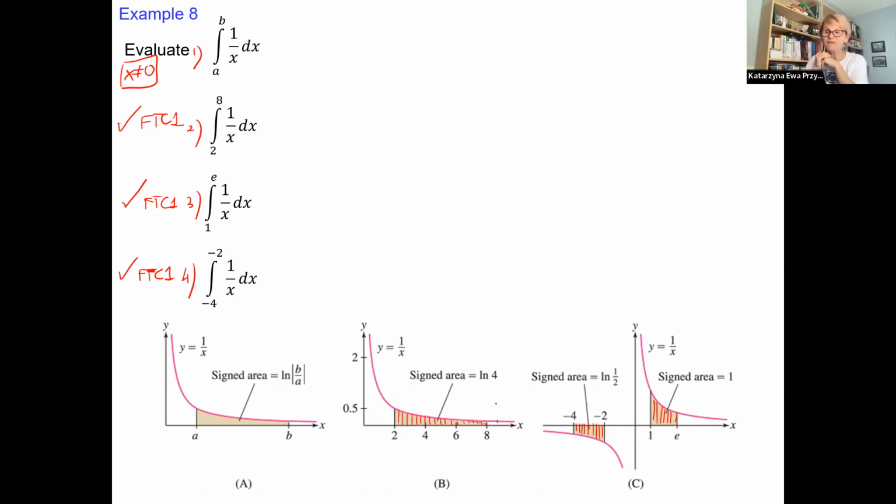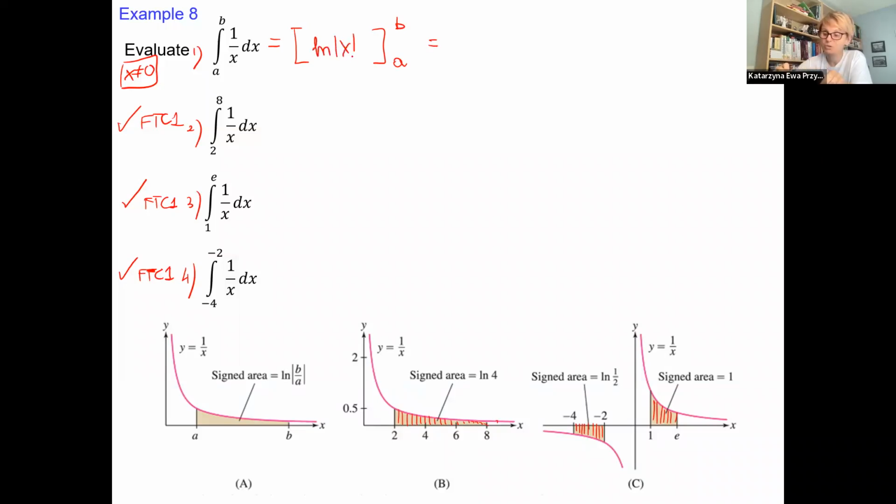Okay, everything, with any intervals without 0 inside, it's fine. But now let's actually do number 1 in general. What is the antiderivative for 1 over x? Because it's x to the -1, we will have something different.